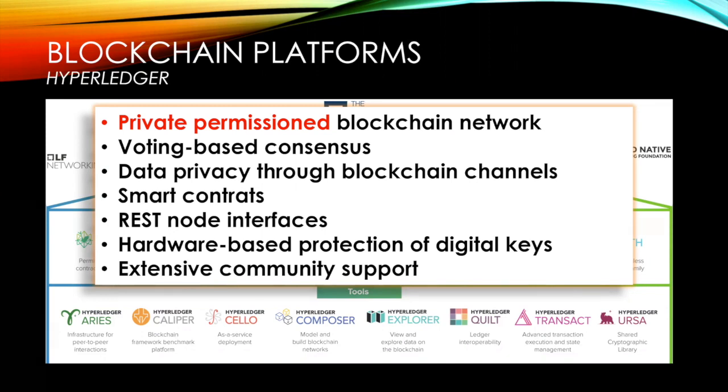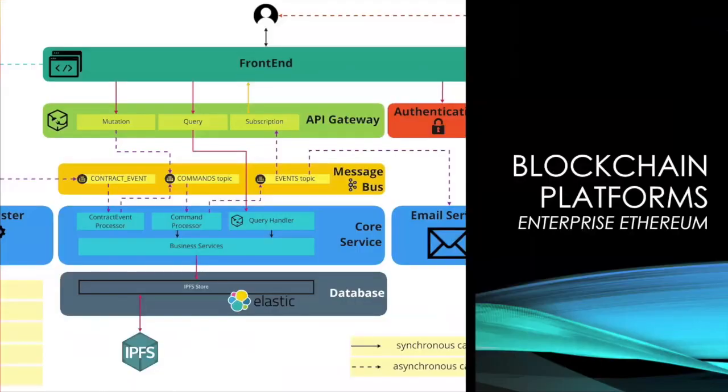Hyperledger Fabric also provides hardware-based protection of digital keys. Again, something that not all blockchain platforms provide. It also has very extensive community support. It's been out there for a long time. It's probably the oldest blockchain open source project, and there's been a lot of work done on it. So the community support is very wide and deep.